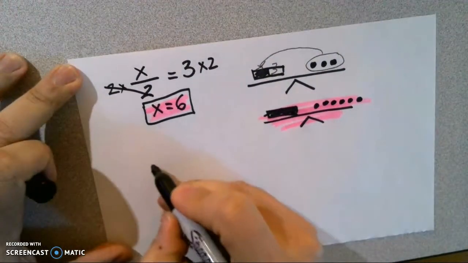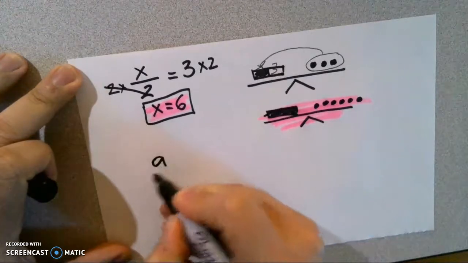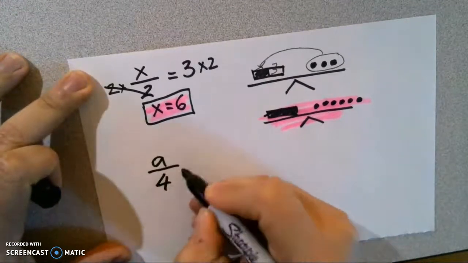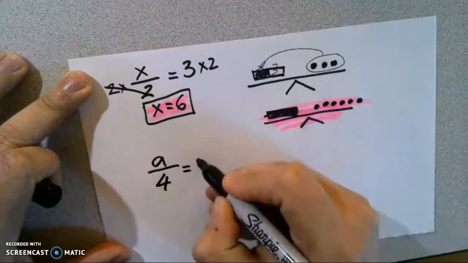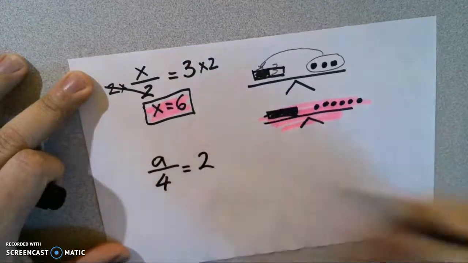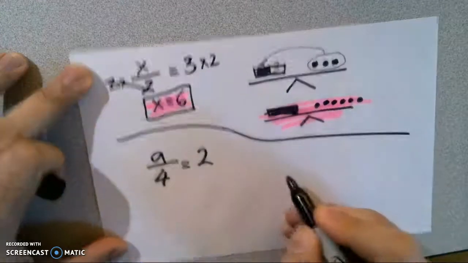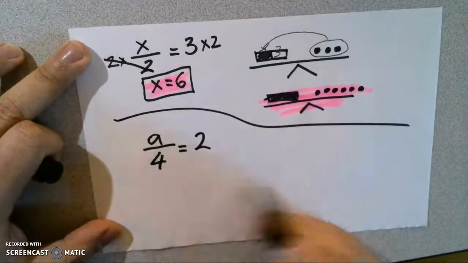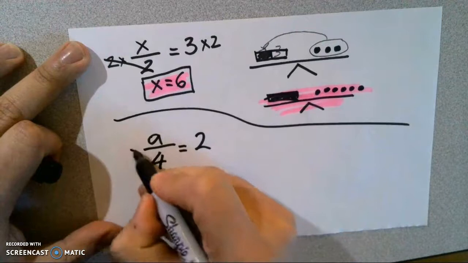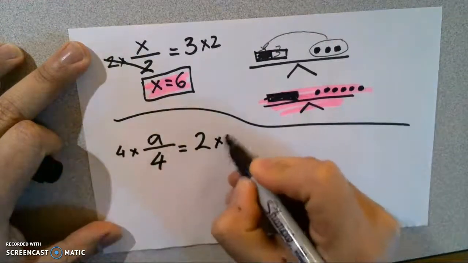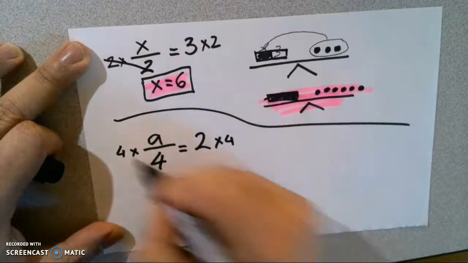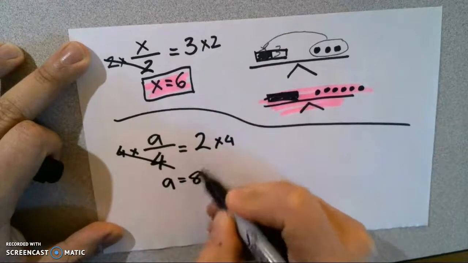Okay? What if we try something else? What if we say a divided by 4 equals 2? Okay? So, again, in your drawing, we know that this is division, so what is the opposite? Multiplication. So multiply by 4, multiply by 4, a equals 2 times 4 is 8.